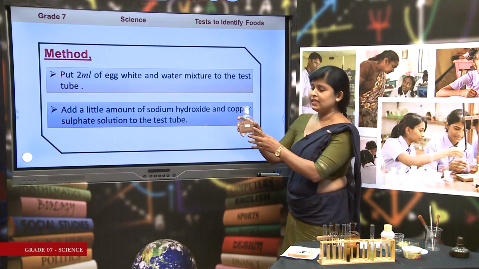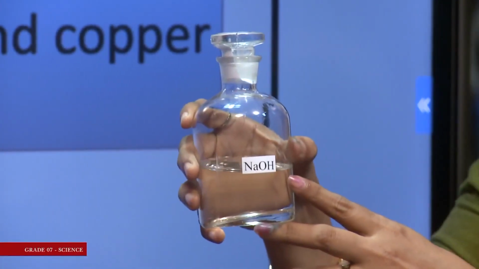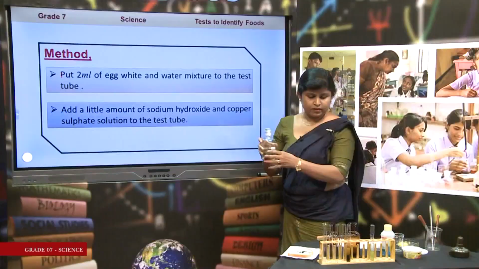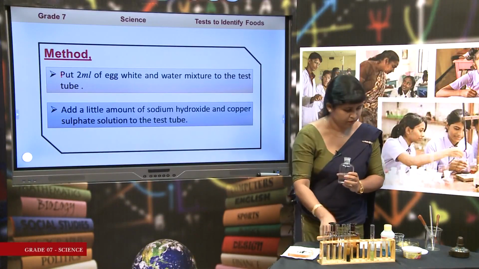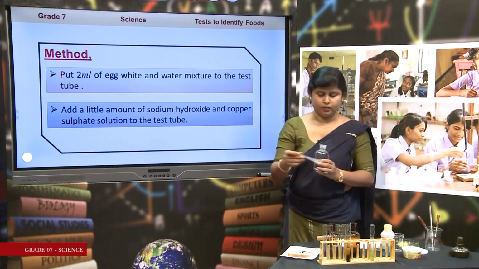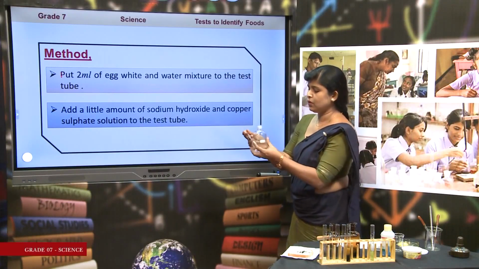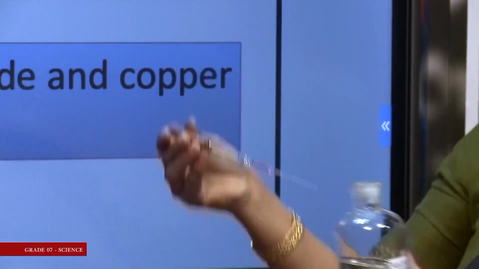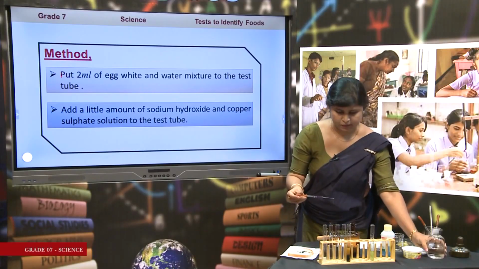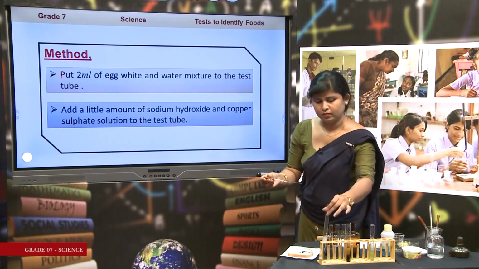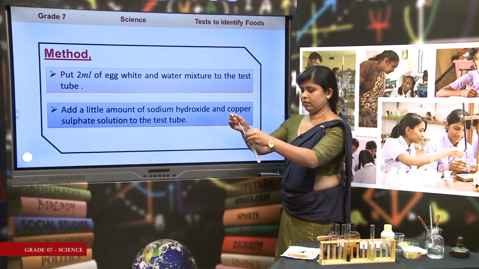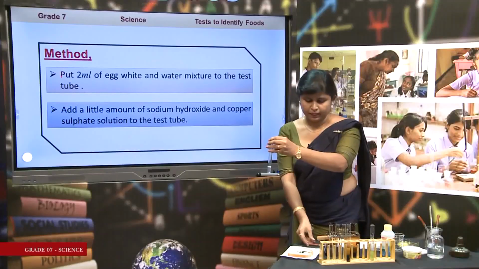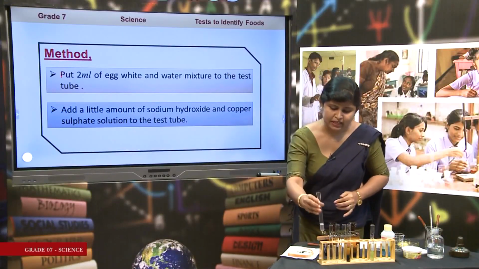Okay children, you can see this is sodium hydroxide. What is the color of the sodium hydroxide? Yes, it is colorless, no color. Right. Using a dropper, I am going to take a very little amount of sodium hydroxide. And it is put into the egg white mixture in this way, right. I will keep that aside for a while.